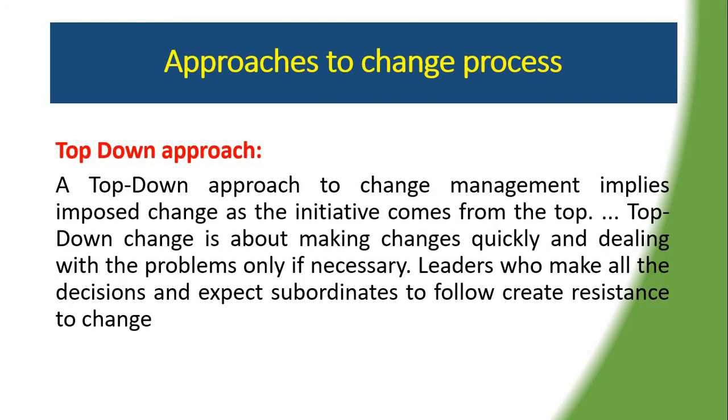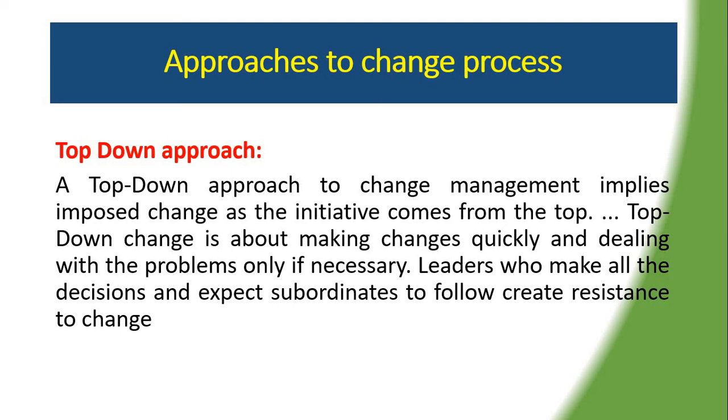Now there are two types of approaches that the organization can adopt to a change process. The first one is the top-down approach. A top-down approach to change management implies that a change is imposed or initiated or started from the top to the bottom. So the top-down change is about making changes quickly.